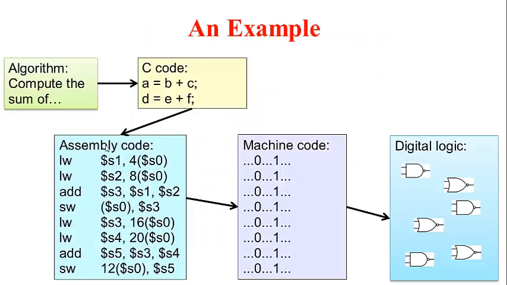Here is a specific example. We have an algorithm which says something about computing the sum, which is converted to C code, a portion of which is shown in this example, and that is in turn converted to assembly code, which in the case of the MIPS processor looks as shown in this slide. It gets converted to machine code, which is a sequence of zeros and ones in a particular pattern, and machine code is implemented by digital logic using gates and flip-flops and switches.